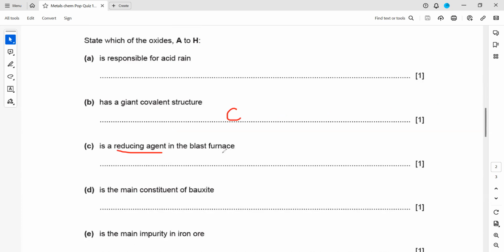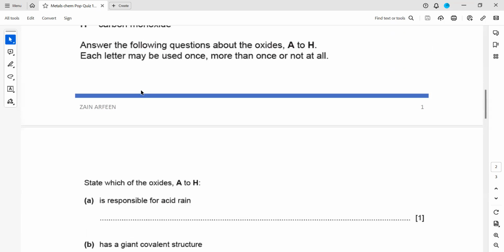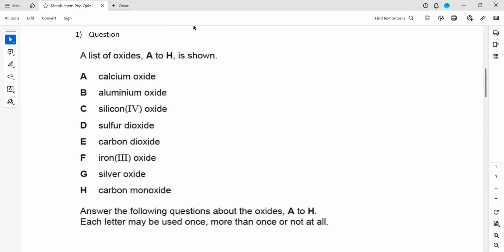It is a reducing agent in a blast furnace. So which oxide is a reducing agent? Reducing agent means it helps in reduction. By itself, it is oxidized. So what happens in a blast furnace when we have iron 3 oxide, the ore of iron, hematite, when it reacts with carbon monoxide? Carbon monoxide is a good reducing agent.